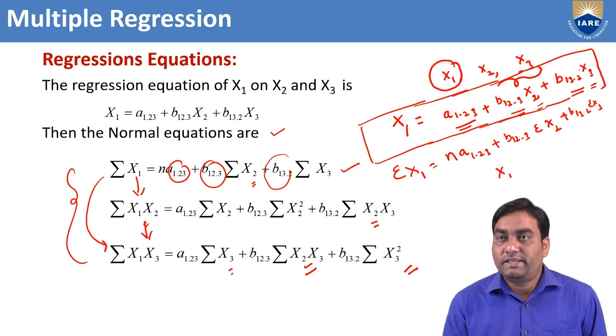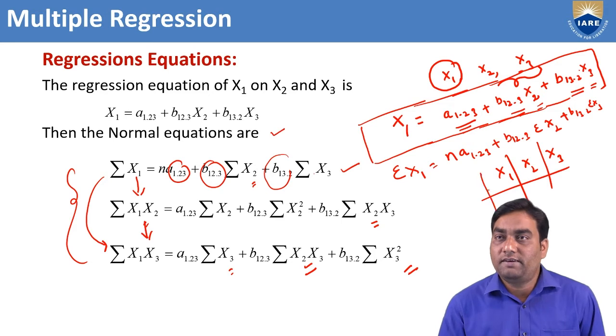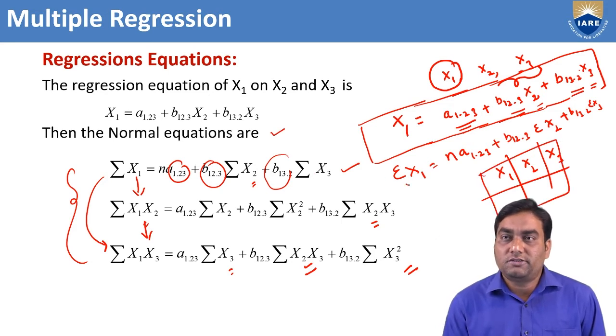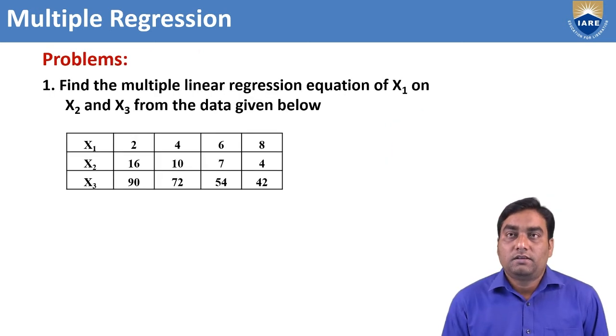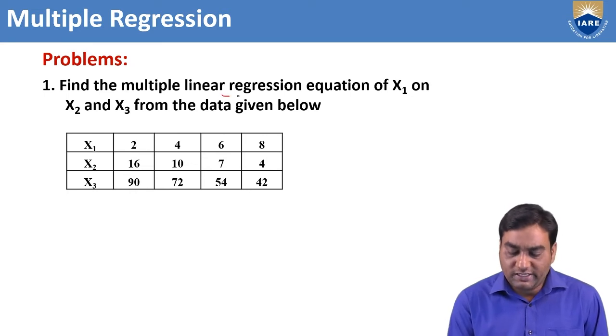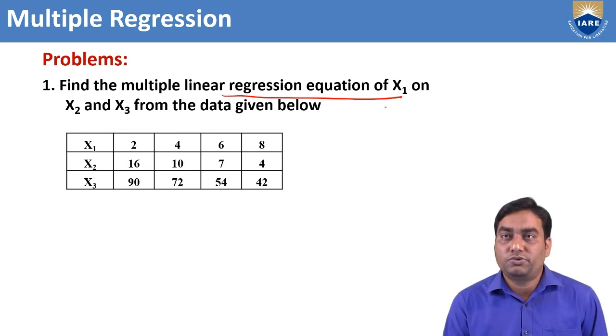Based on the given data of x1, x2, x3, we can find sigma x1, sigma x2, sigma x3, sigma x1 x2, sigma x2 x3, sigma x1 x3, sigma x2 square, sigma x3 square. These values we can calculate from the given data. Then substitute them in the normal equations and we get the three constants. Substitute those three constants in the regression equation of x1 on x2 and x3. Let us find the multiple regression equation of x1 on x2, x3.